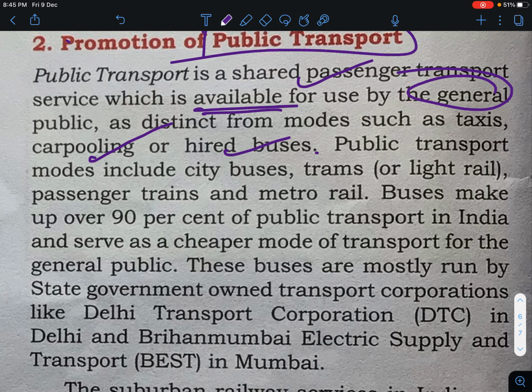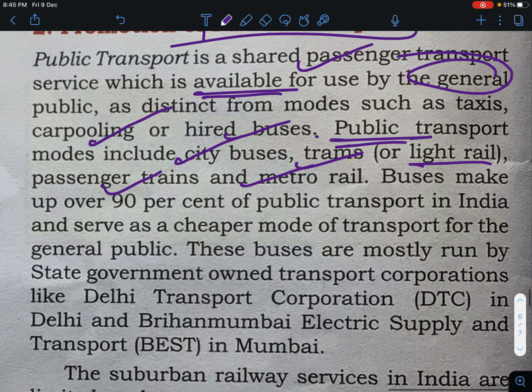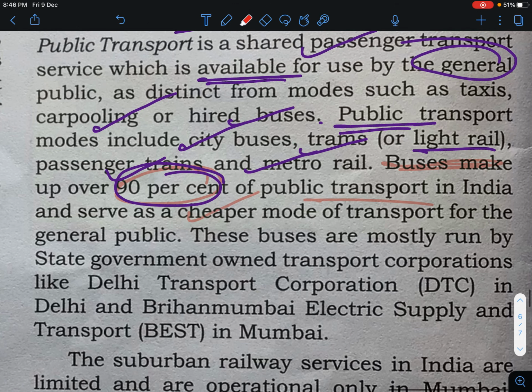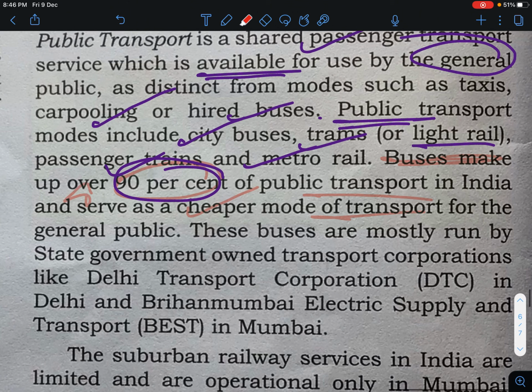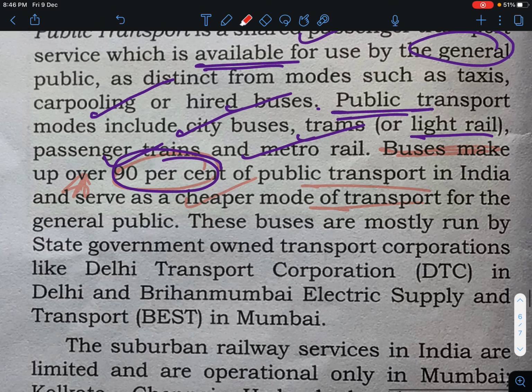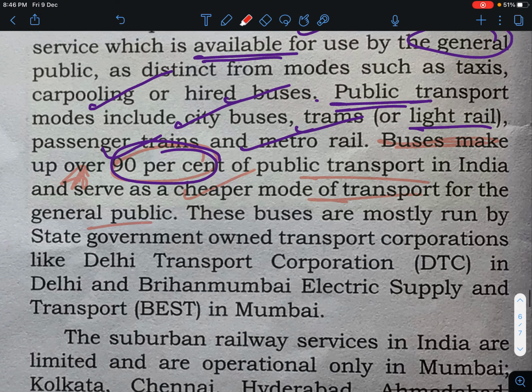Public transport modes include city buses, trams, that is light trains, passenger trains, and the metro train. Buses make up 90% of the public transport in India, and serve as a cheap mode of transport for the general public.